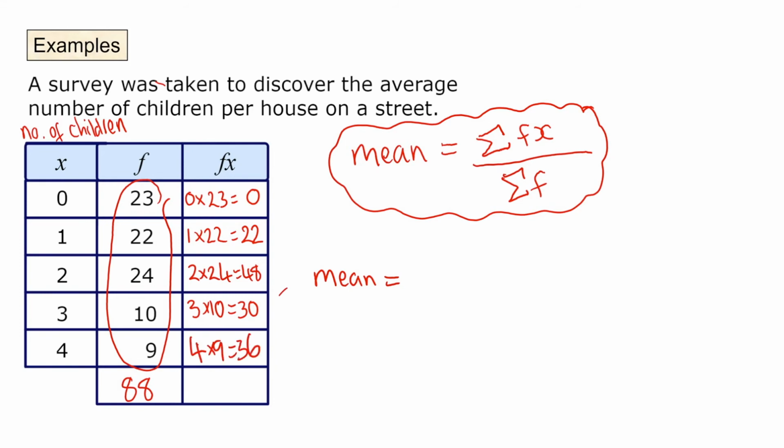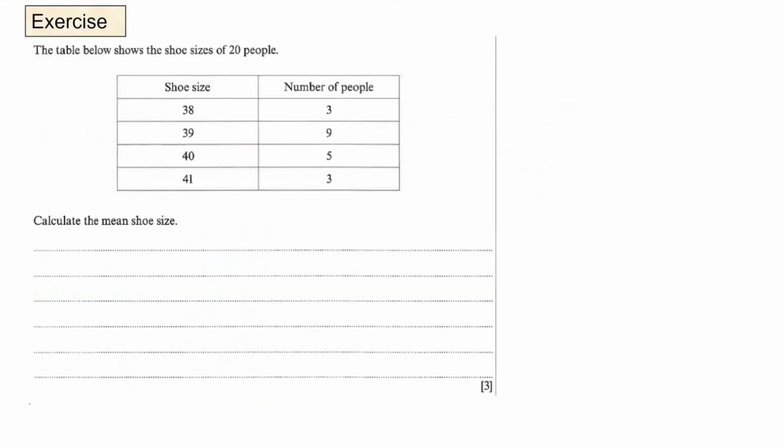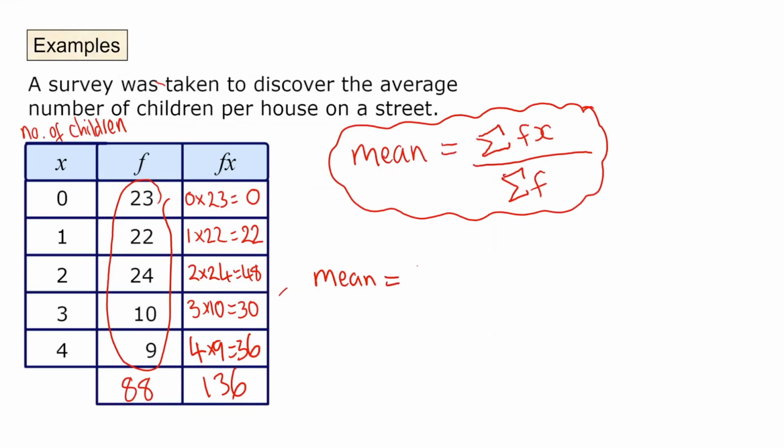So then we find the total of that, so to find the total number of children. Again, type those into your calculator and you should have got an answer of 136. Okay, so to find the mean, 136 divided by 88. Type that into your calculator and you'd get an answer of 1.54545, which we will round to one decimal place.